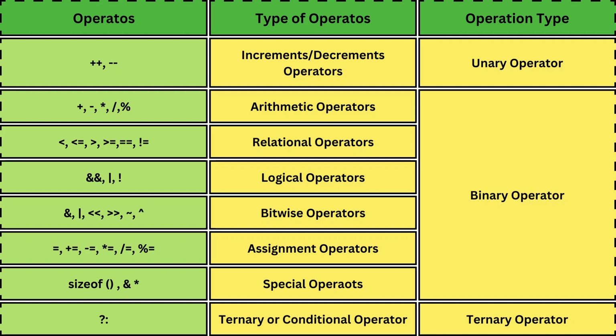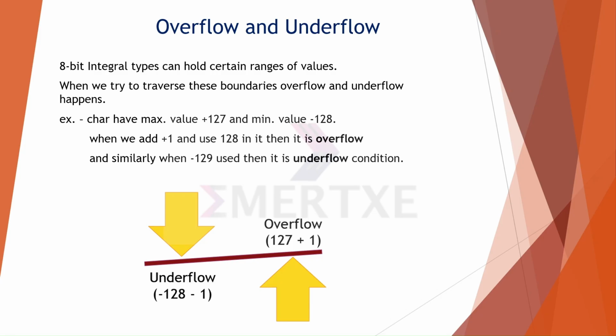Special operators, where we have sizeof. Sizeof is used to find out the size of any integer or character variable. Then we have the ternary or conditional operator. The ternary operator is used in place of the if statement. If we have a condition, then the ternary operator will check whether the first condition is true or not. Then it will execute statement one, otherwise statement two.